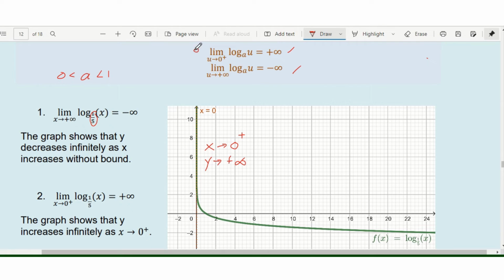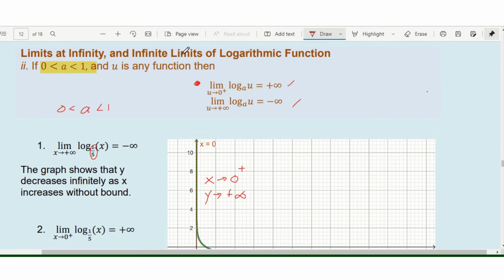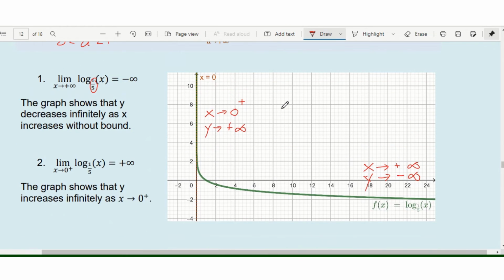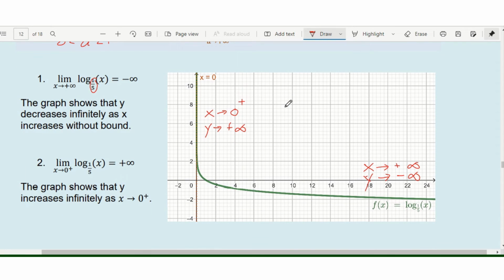Yun yung sinasabi nitong first rule. When the logarithm of u to the base a, where u is any function and a is a number between 0 and 1, and you keep on approaching 0 from the right, that's positive infinity. However, kapag in-increase mo ng in-increase daw ang values ng x, ang gagawin ng y keeps on decreasing. So yun yung sinasabi ng rule. Okay? Now, as your guide, you should always observe the base.